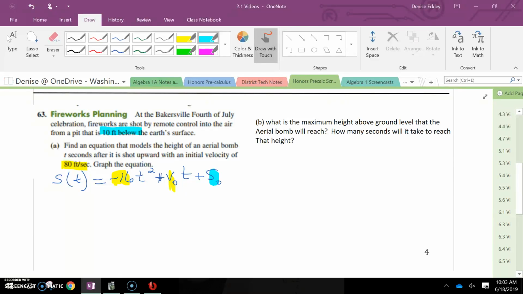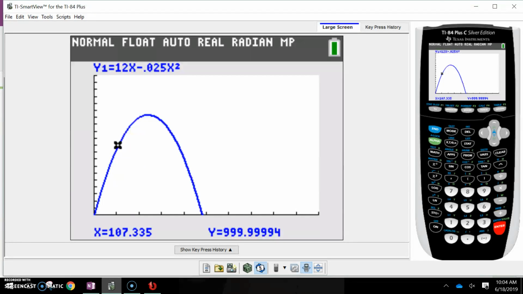So for part A, our equation is going to look like this. S of t is going to equal negative 16t squared plus 80t minus 10. And then if we graph that, I'm not going to sketch the graph here, but I did make it on the Inspire.